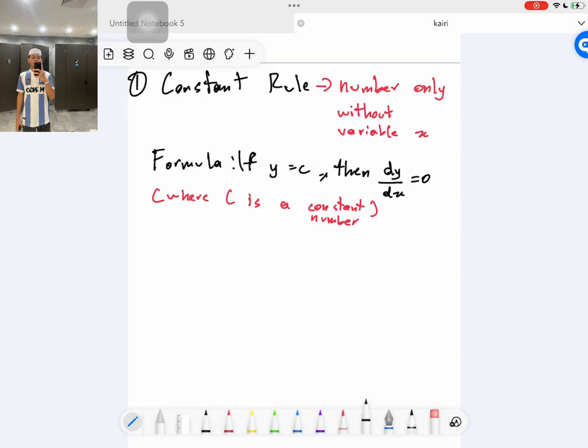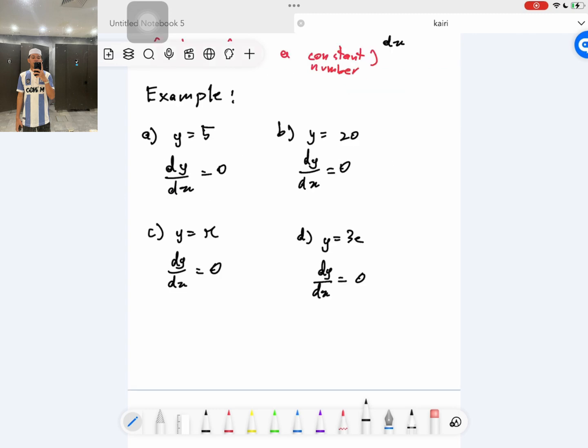Okay, for the first one, constant rule. This one only involves a number with no variable x. For the formula, if y equal to c, then dy over dx equal to 0, where c is a constant number. For the example, y equal to 5, so its dy/dx is 0. The second one is y equal to 20, the answer is 0 also. Also, if the question is given pi, we also write it as 0. And for the fourth one, y equal to 3e, is also calculated as 0.